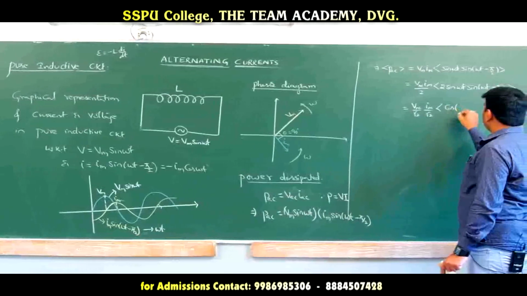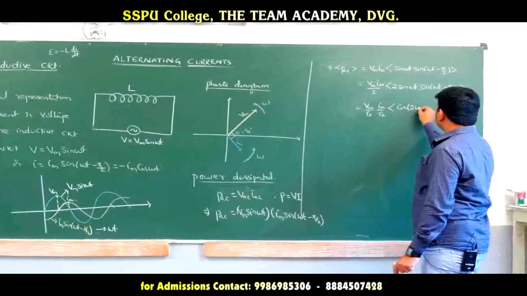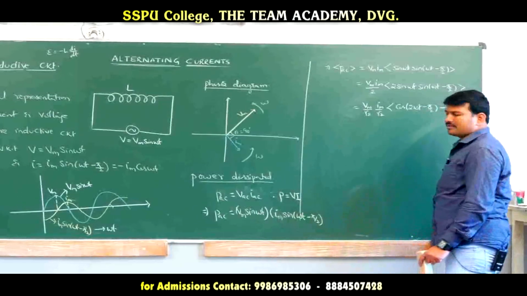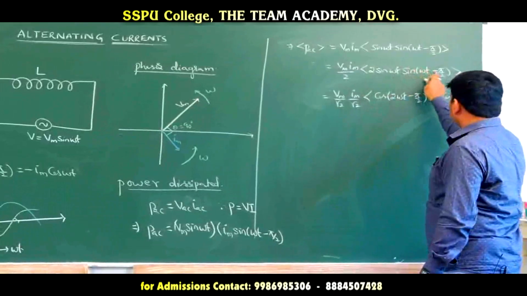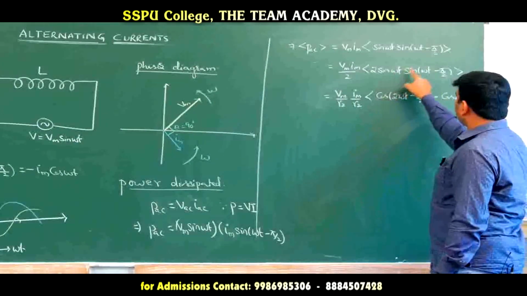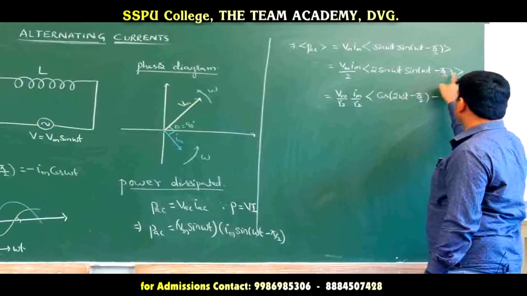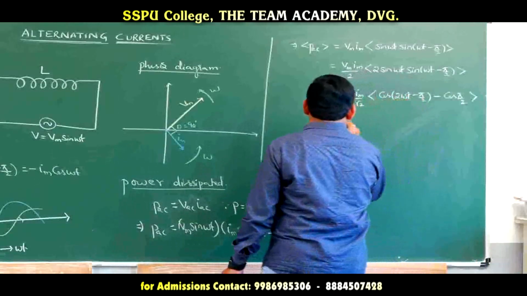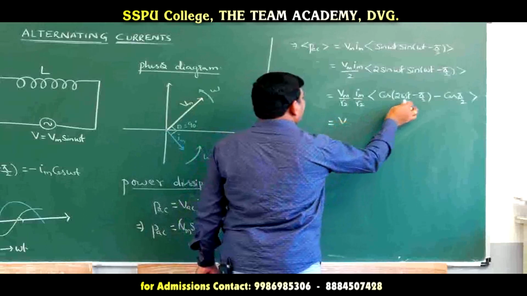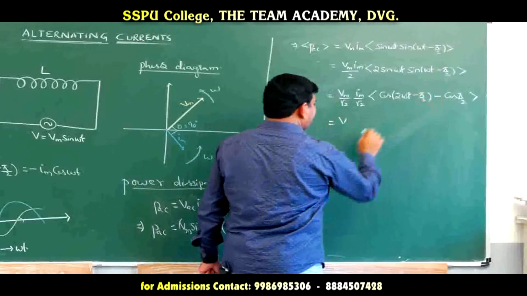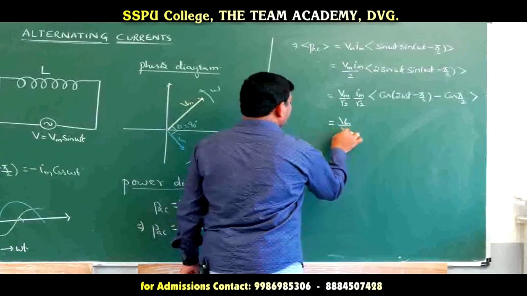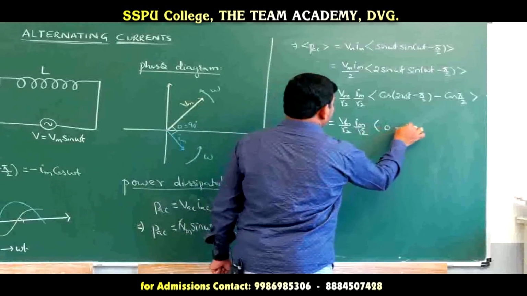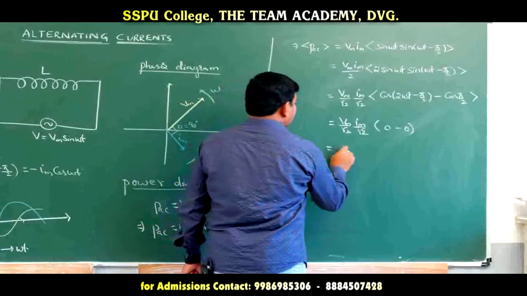Now this is the average value of, this can be written as what? Cos of A minus B, which is omega t minus of omega t minus pi by 2, that is plus pi by 2, minus cos of A plus B, which is 2 omega t minus pi by 2. Cos 90 is how much? 0. And the average value of cos term or sine term is 0, as I already discussed. Therefore this is Vm by root 2 into Im by root 2 into 0 minus 0. So this is nothing but how much? This is equal to 0.